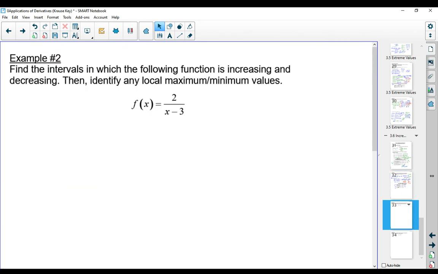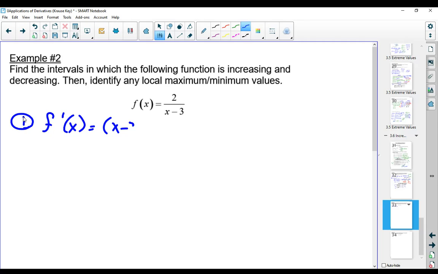All right, next example. It says find the intervals in which the following function is increasing and decreasing. Same question, and we're also asked to find the local max and mins. The only thing that makes this a little more challenging is the function itself. So same process, find the derivative. So f prime of x equals, I'm going to use the quotient rule, x minus 3 times the derivative of 2, which is 0, minus 2 times the derivative of x minus 3, which is 1, all over x minus 3 squared.